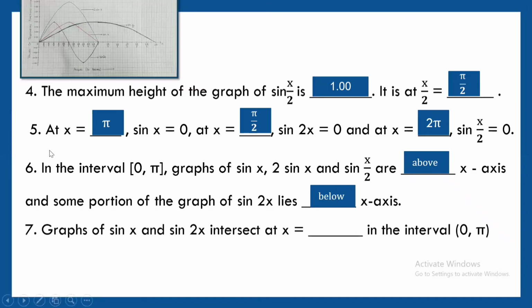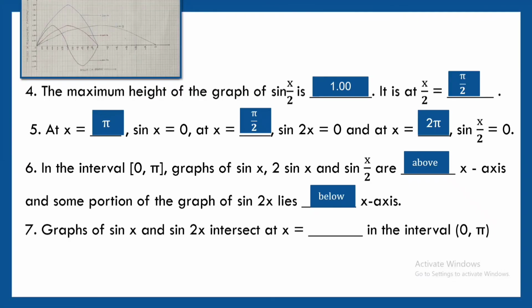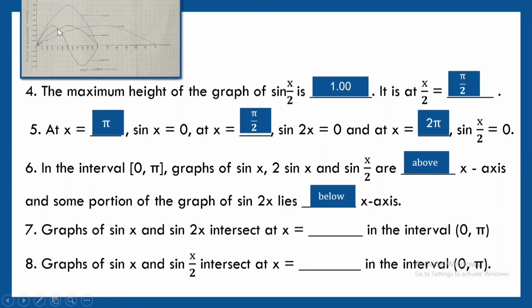Last observation: the graphs of sin x and sin 2x intersect at x equal to dash in the interval 0 to pi. So the graphs of sin x and sin 2x. Sin x is the pink graph and sin 2x is this graph. They're intersecting at what point? They're intersecting at x equal to pi by 3. And the graphs of sin x and sin x by 2. Sin x is this graph and sin x by 2 is this graph. They're intersecting at what point? They're intersecting at this point, and this point is given by 2 pi by 3.